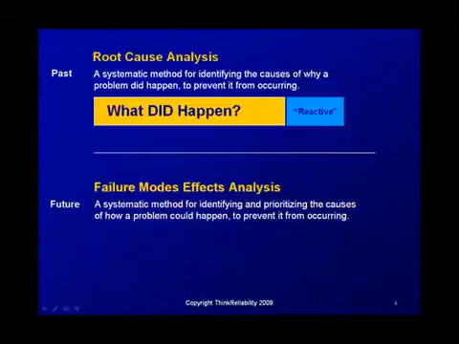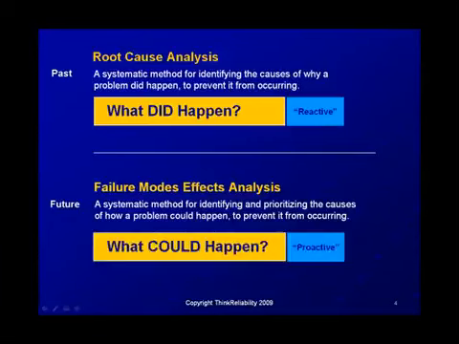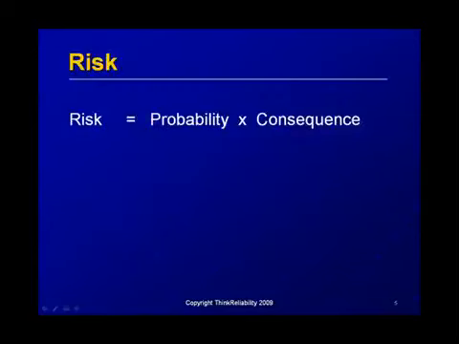Root cause analysis is a systematic method for identifying the causes of why a problem did happen, so you can prevent it from occurring. And failure modes effects analysis would also be a systematic approach for identifying and prioritizing the causes of how a problem could happen. So the simple distinction is root cause analysis is typically in the past for something that did happen, and failure modes effects analysis is talking about the future where something could happen. One is thought of as being reactive, RCA, proactive, FMEA, but they fit together because of cause and effect.